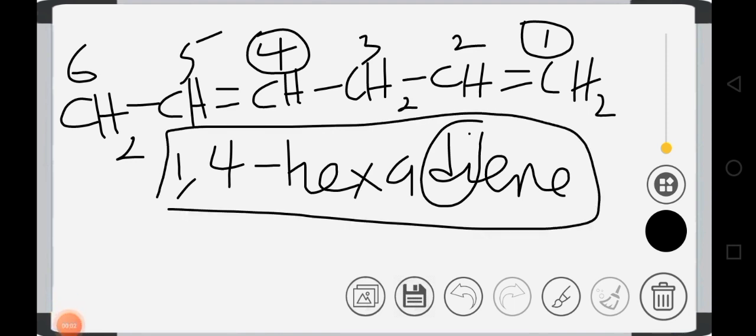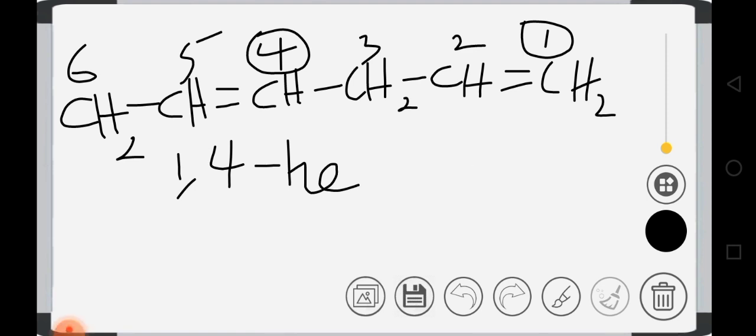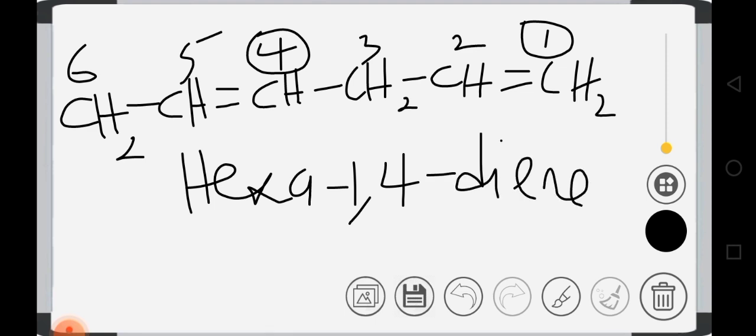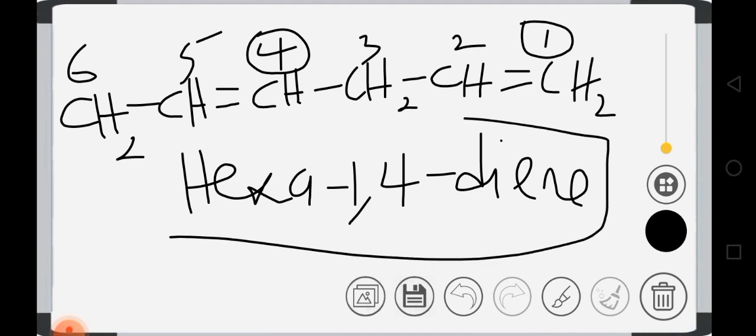This one they call the old naming. You can also name it this way: hexa-1,4-diene. This one is still correct. So you can say 1,4-hexadiene or hexa-1,4-diene. Any of the two is correct. One is the old naming, the other one is the new naming we'll use. So we are done with this.